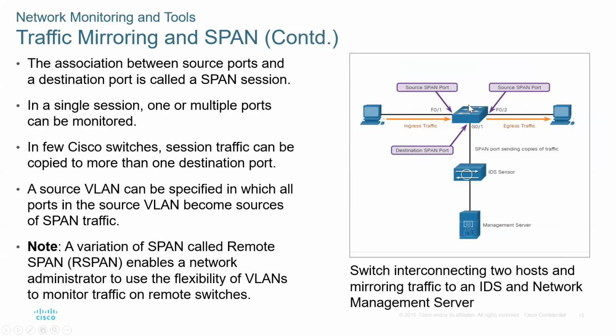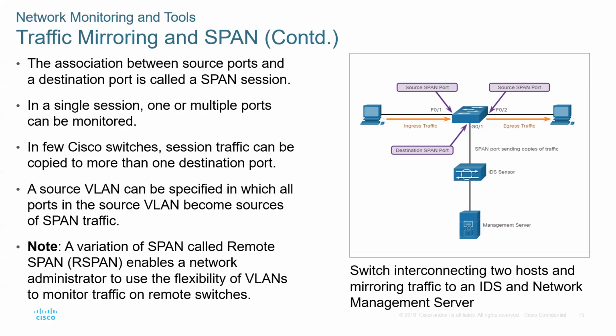So just like you see here in this particular diagram, you're going to have some 1 gig ports coming in here. Well, I'm sorry, a Fast Ethernet, so 10/100. You're going to collect that data, send that out a destination SPAN port, which is a gigabit connection to an IDS sensor, and then onto a management sensor. And then you're going to end up forwarding that traffic back out the egress port of the Fa0/2.